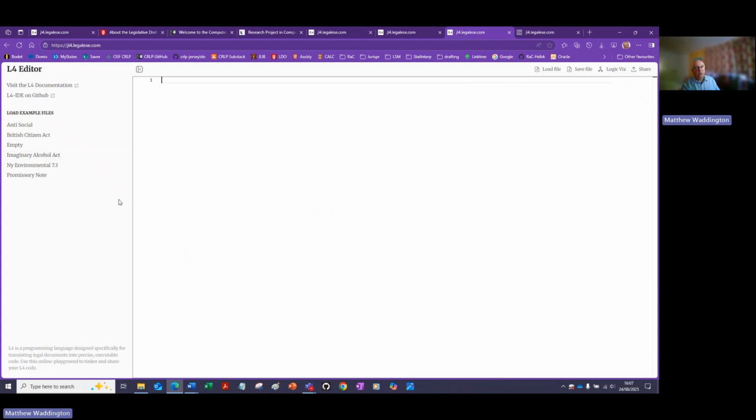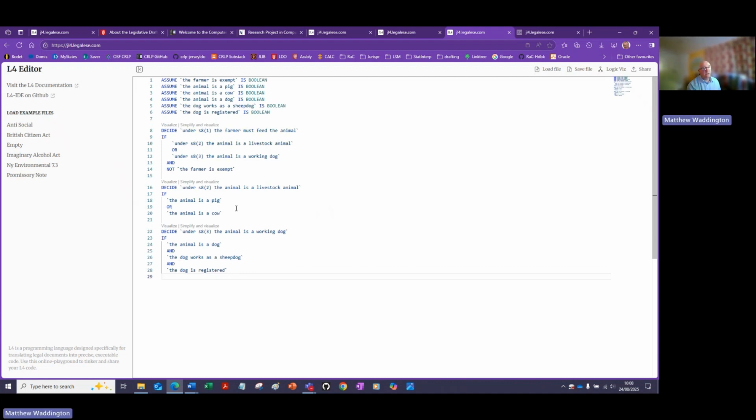You can go to the L4 editor that Legalese, who are the company behind the work that was being done at Singapore Management University, who've now taken it over. You go to their website, jl4legalese.com. You pick empty in order to be able to put your own material in. And I now paste that exactly as it was. And you'll see that it's put in this visualize and simplify as visualize before each of these decides. So the decides have replaced the then part of the if-then. The assumes have gone in.